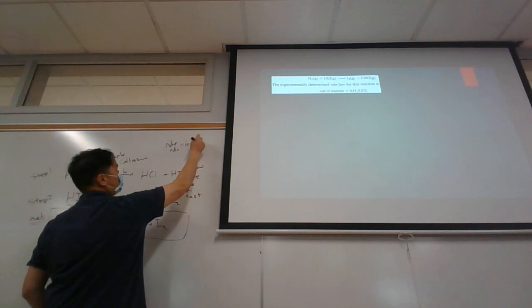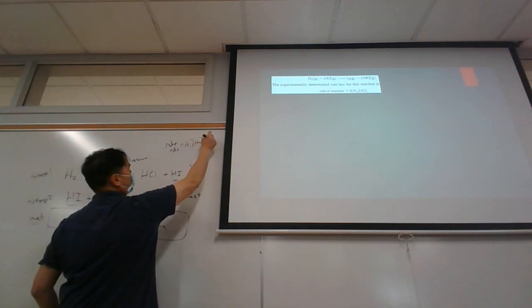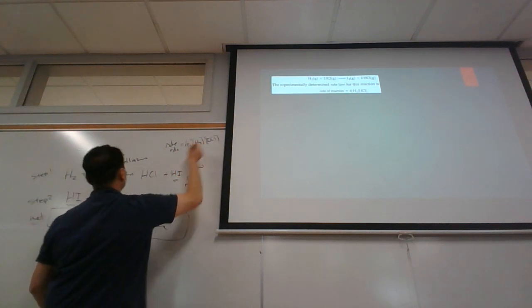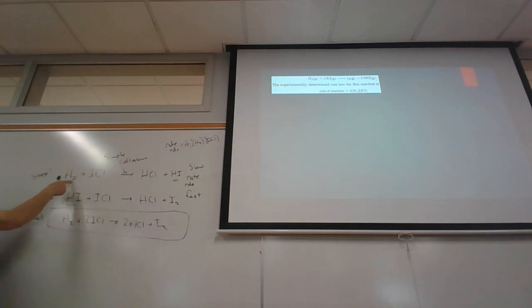K1 times H2 times ICl. Now, it's going to depend on one H2 colliding with one ICl. If I double the number of H2s, I'm going to double the rate. So it's first order in H2. And if I double the number of ICls, I double the number of collisions, which doubles the rate. It's first order in ICl.